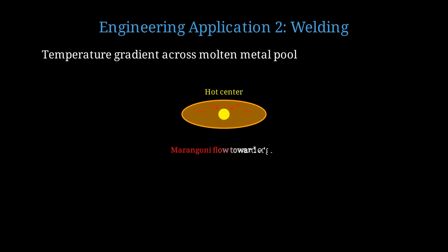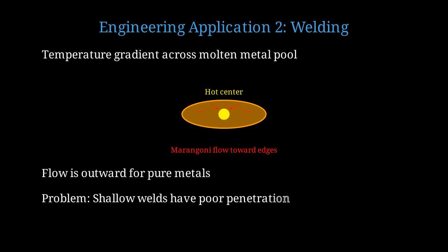For pure metals, dγ/dT is negative, so surface tension decreases with temperature. This means the hot center has lower surface tension than the cooler edges. The Marangoni flow is outward from the hot center toward the high surface tension edges. This creates a shallow, wide weld pool. For many applications, this shallow weld geometry is undesirable because you want deep penetration to join thick metal plates.